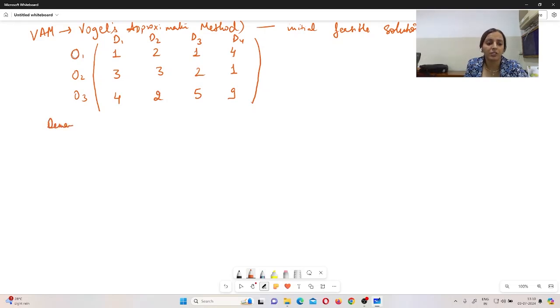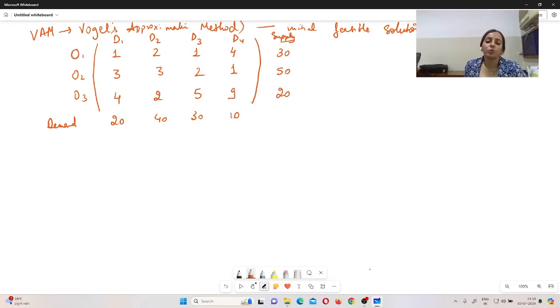The demand and supply are also provided. Here is the demand, that is the requirement: 20, 40, 30, and the last one is 10. And here we have the supply, that is the capacity. So write it over here as supply. How much supply is given? That is 30, 50, and for O3 it is 20.